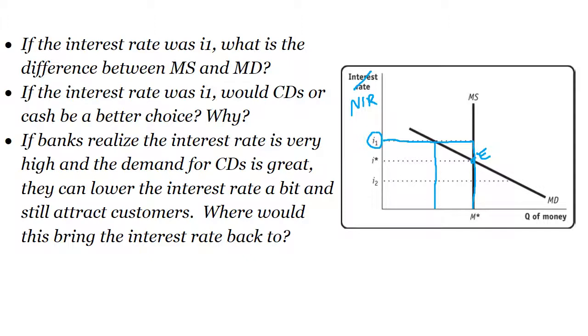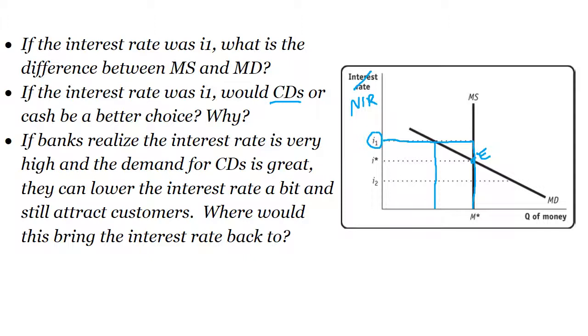If the interest rate was I1, would CDs or cash be a better choice? And remember, we're talking about CDs being certificate of deposit. Well, in this case, CDs would be a better choice because the interest rate is higher than the equilibrium interest. So you're earning more money than you would be normally. Now, if there's a surplus of money, that means that there's more money being supplied by the Federal Reserve than is being demanded by consumers.